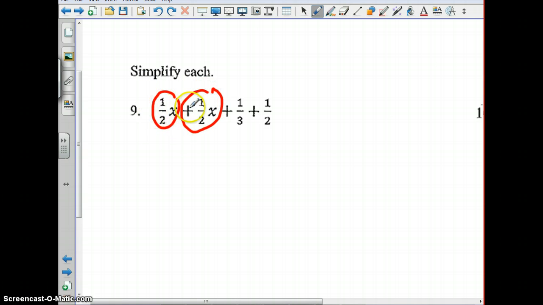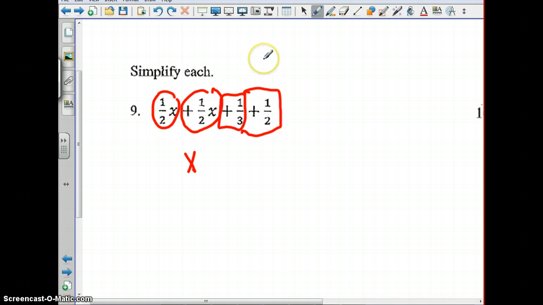Yes. So this one actually isn't as bad as some of them. What's 1/2 of x plus 1/2 of x? 2x. Just 1. 1/2 plus 1/2 makes 1. Is there another constant? Yeah. Positive 1/2. So 1/3 plus 1/2.